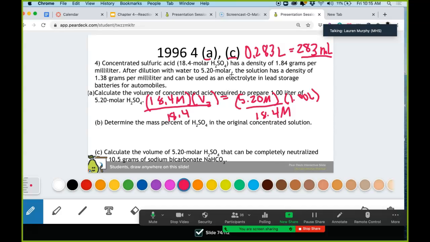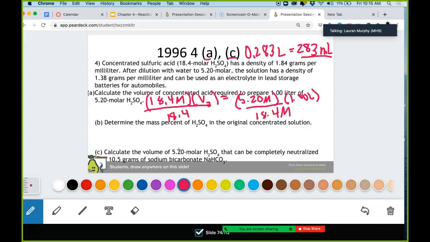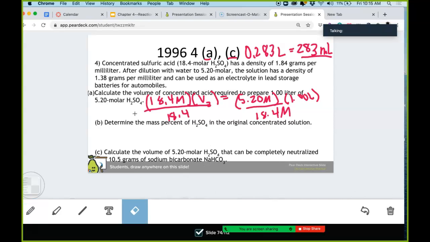Now we're going to do C. It says calculate the volume of 5.2 molar sulfuric acid that can be completely neutralized by sodium bicarbonate. So this is a chemical reaction now. This isn't a dilution. Okay, now, is it a limiting reactant problem?